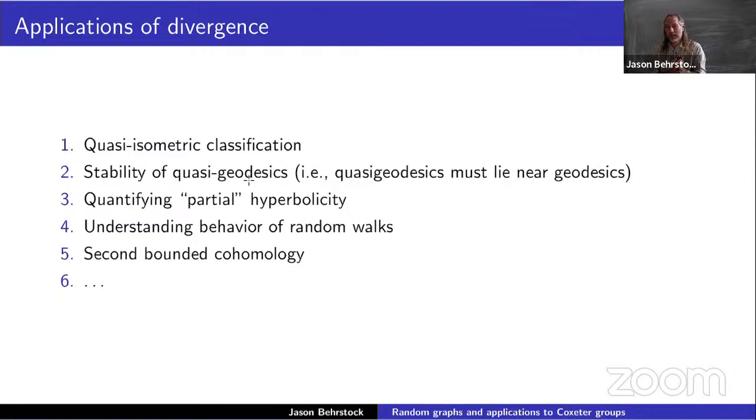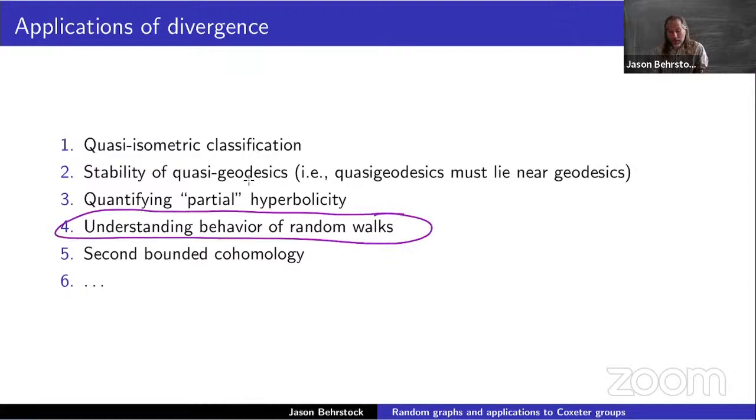And having quasi-isometry invariants gives us a way to start to classify groups. And actually, let me just mention one other property, which is sort of related to the talk we just heard, this fourth property I wrote: understanding the behavior of random walks.